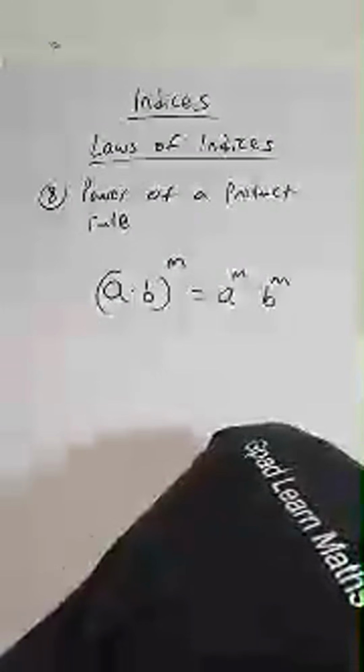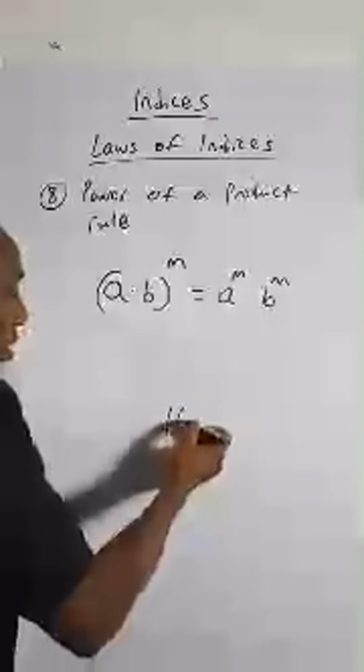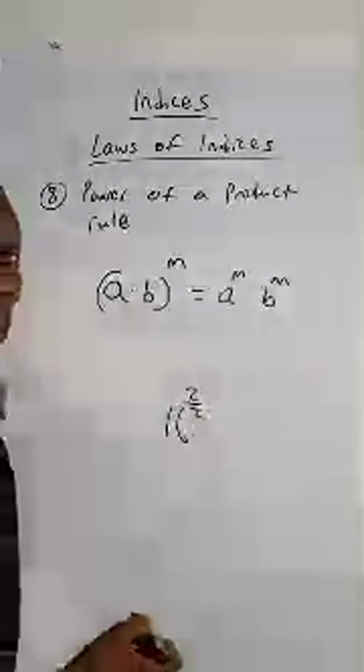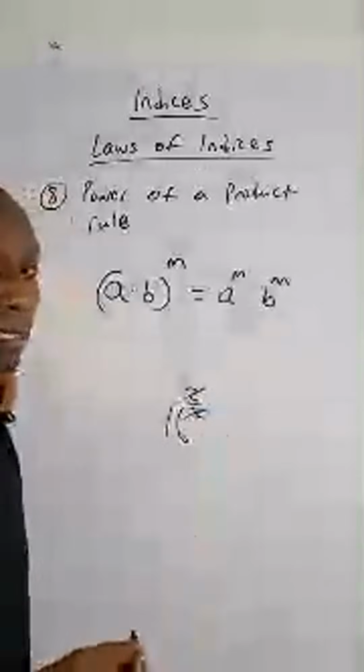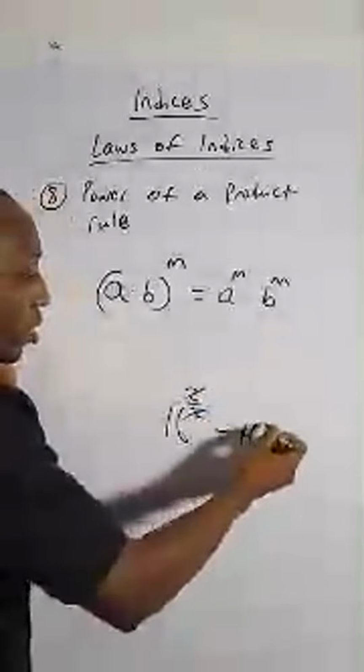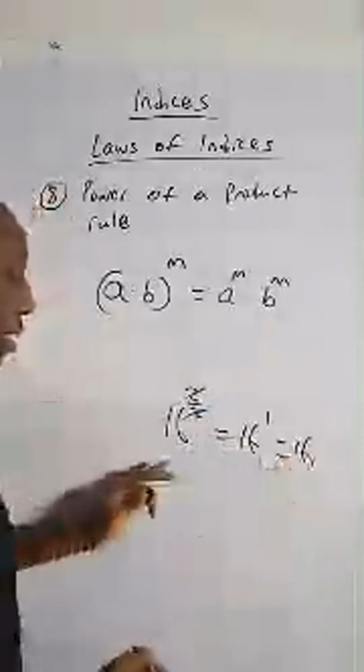How would that make sense? Okay. What about 16 to the power of 2 over 2? 16 raised to the power of 2 over 2. If this is what you mean, you can divide like this. And that will still be what? 16 raised to the power of 1, which is also 16. If this is your question, it's been answered already.